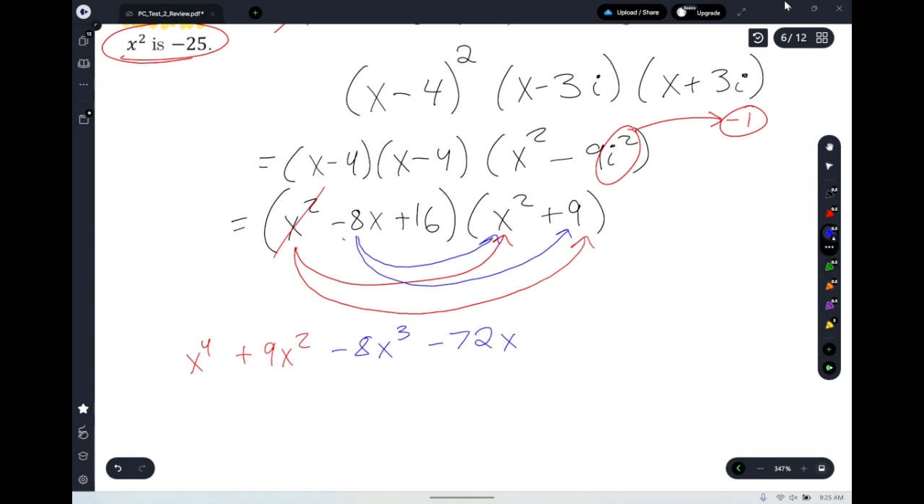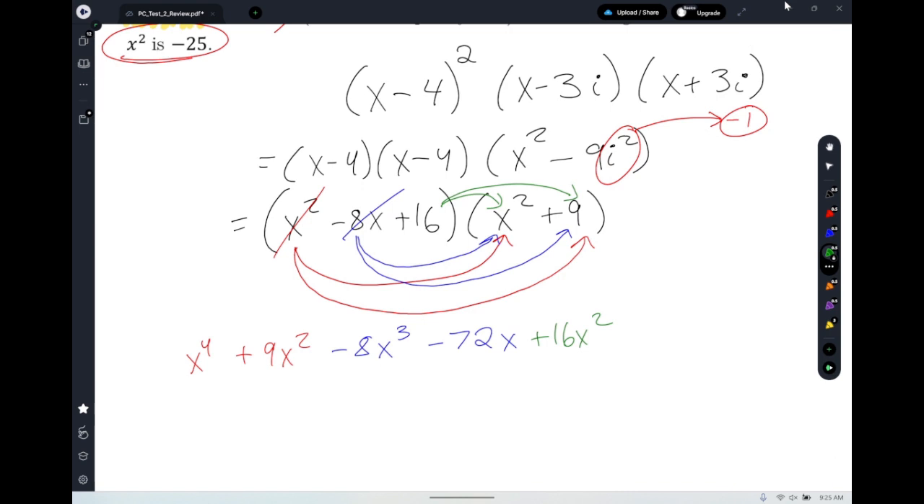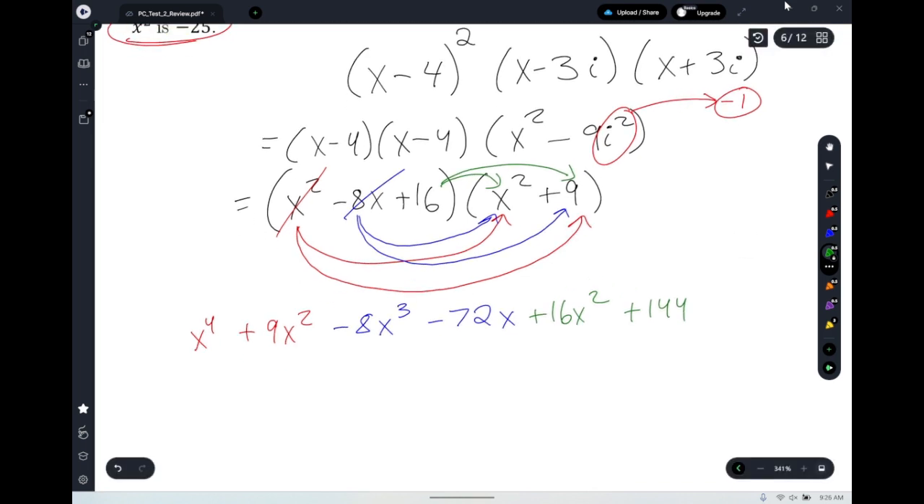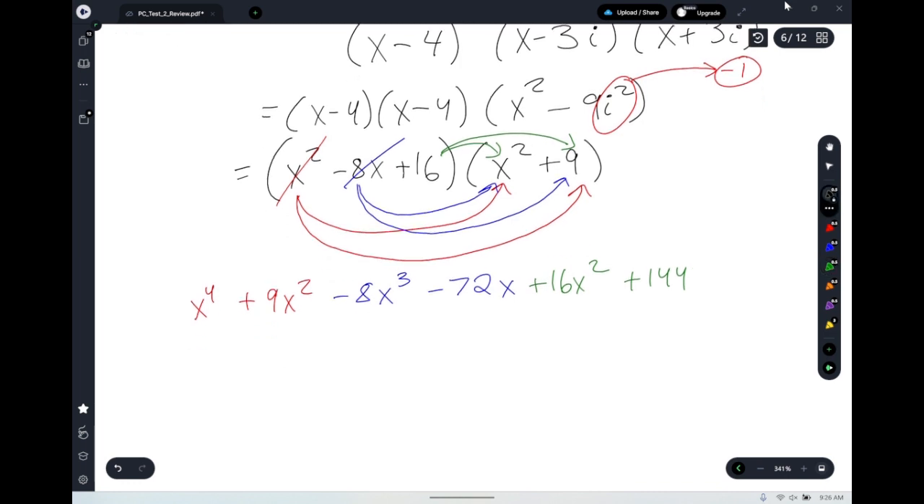Okay, I'm done with the blue one. Green one. 16 times x squared is 16x squared. 16 times 9? Someone help me out with that. 10 times 9 is 90 plus 54. Really? I trust you. 16 times 9? That's right. Cool. All right. Any of those get combined together?